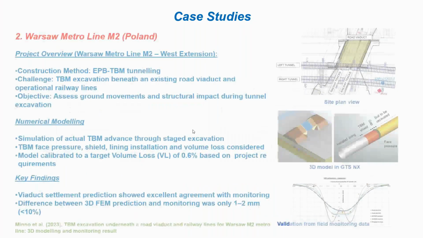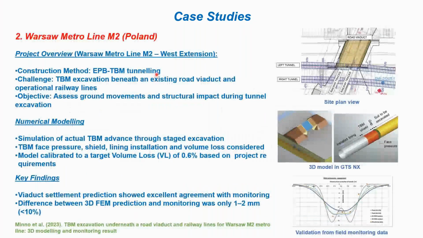And the next one in the line is the Warsaw Metro Tunnel line in Poland. Here, tunneling through TBM has been done beneath an existing road viaduct and operational railway lines. During the design phase, it had to be decided whether this ground needs some kind of improvement, like grouting, or not before actually starting the TBM tunneling, because the existing structures, like the viaduct and the railway tracks, are there. So the tunneling process may affect the stability of these structures.